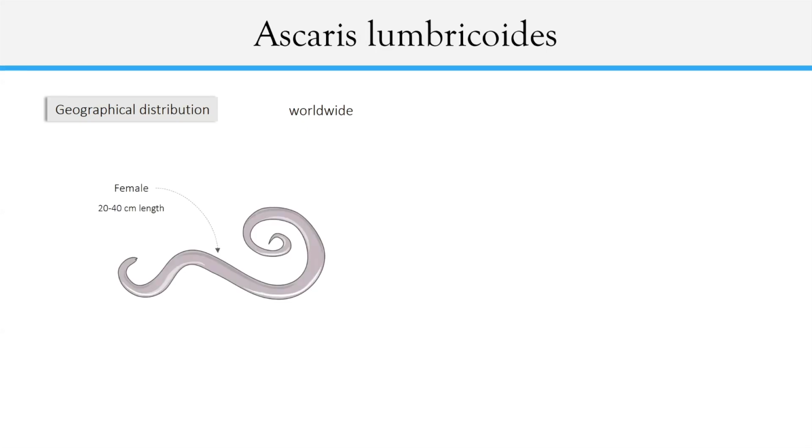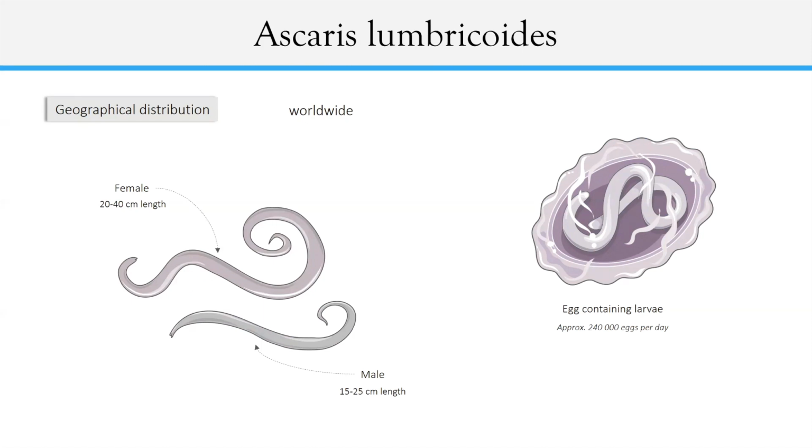Ascaris lumbricoides. Geographical distribution of this parasite is worldwide. Here you may see a schematic illustration of the female worm and male worm. And this is a schematic and artistic illustration of the egg containing larva. Please note that an adult worm may produce 240,000 eggs per day. Amazing number.